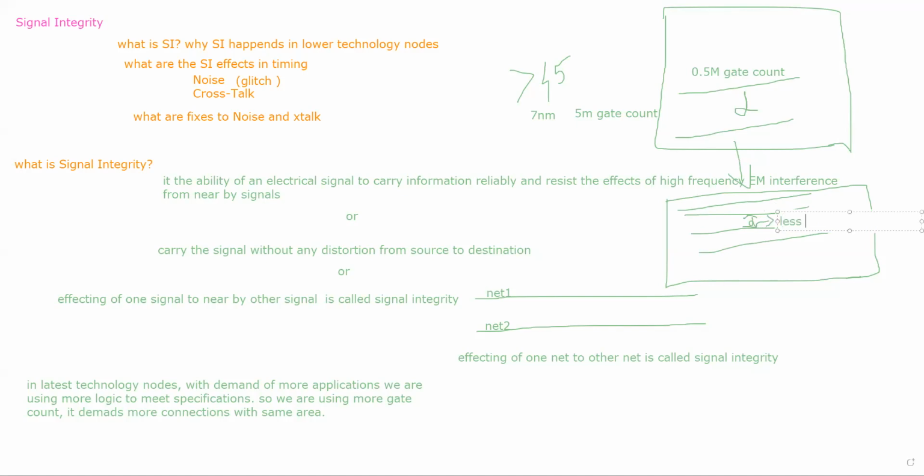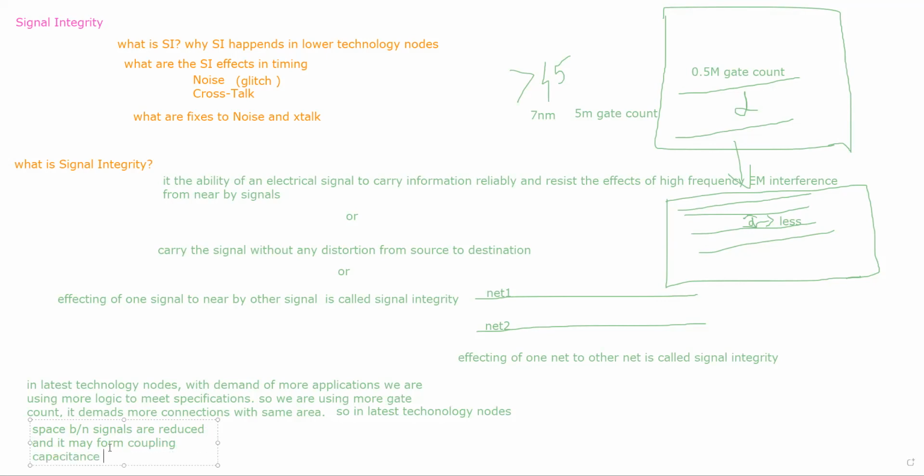So in the latest technology nodes, the distance between signals will be dropped enormously. The space between signals is reduced, and it may affect other signals, because it may form coupling capacitance.